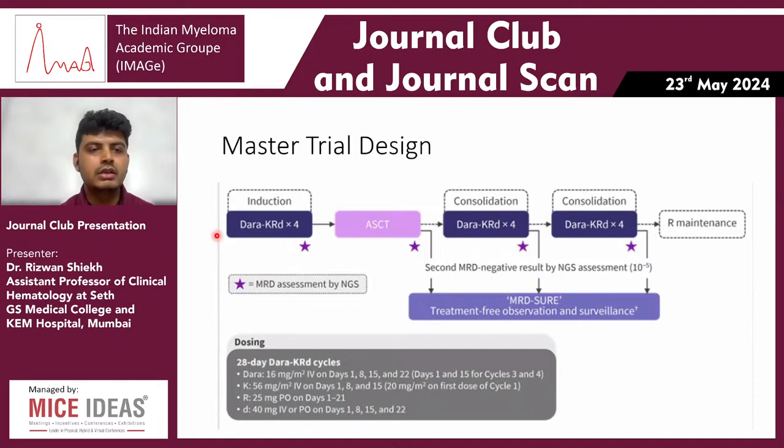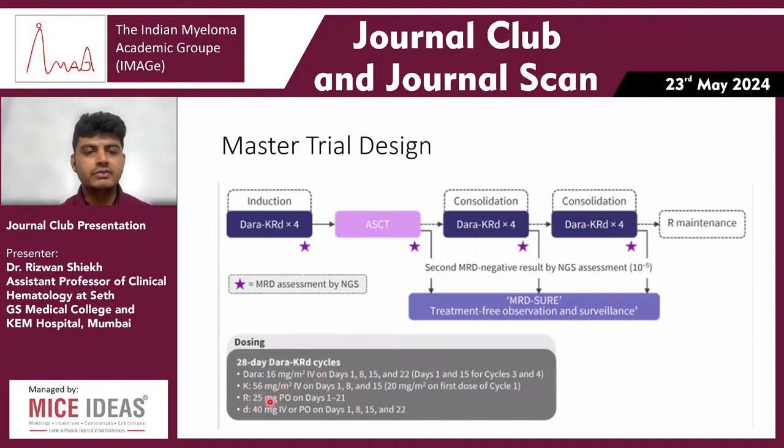So newly diagnosed transplant-eligible multiple myeloma patients were included, 123 of them, and they received Dara-KRD with the standard dosing, except that carfilzomib was given at 20 mg per meter square on the first day of cycle 1. After that, they received 56 mg per meter square. Darzalex was given at 16 mg per kg, the standard dosing, which we give weekly for 2 months, followed by the 9th dose also weekly, and then every 15 days for cycles 3 and 4.